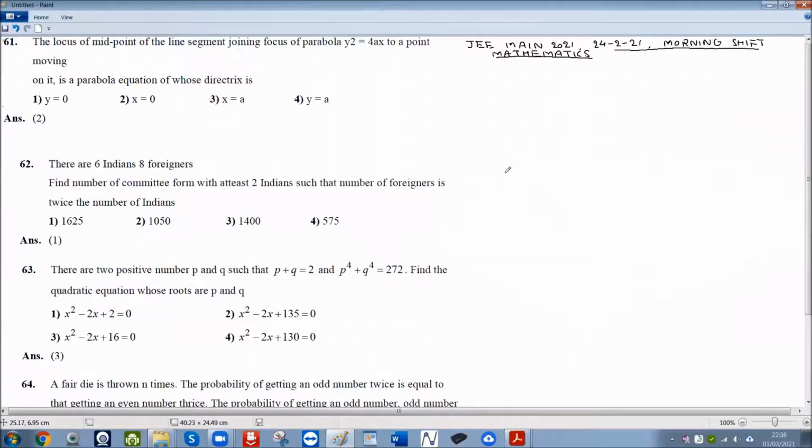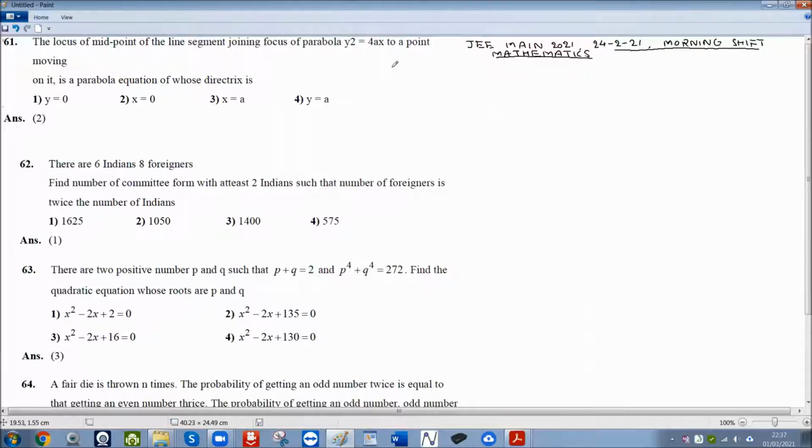Hello friends, in this video we will discuss some questions from the mathematics section of JEE Main 24th Feb 2021 paper. This was in the morning shift. For question number 61, we have to determine the locus of the midpoint of the line segment joining the focus of the parabola y square is equal to 4ax to a point moving on it.